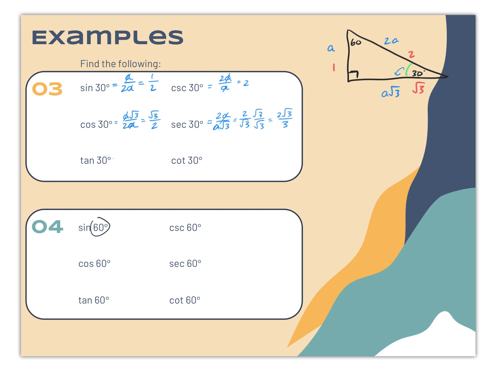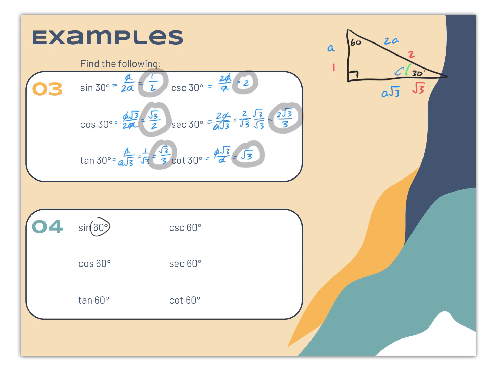My tangent is opposite, which is A, over adjacent, which is A radical 3. So it's 1 over radical 3, which is going to be rationalized to radical 3 over 3. And my cotangent is going to be adjacent over opposite. And so, again, those cancel, leaving me with radical 3. So if you look, if I use the A's, I get these 5 answers. I just had to cancel the A's out. They always cancel out, but it is a little bit more tedious.